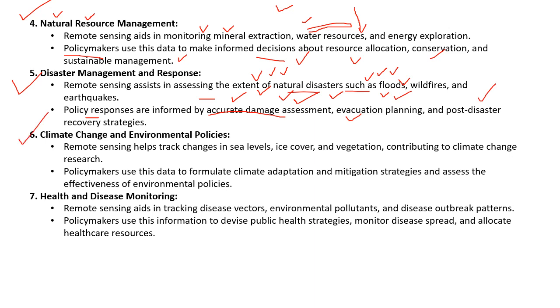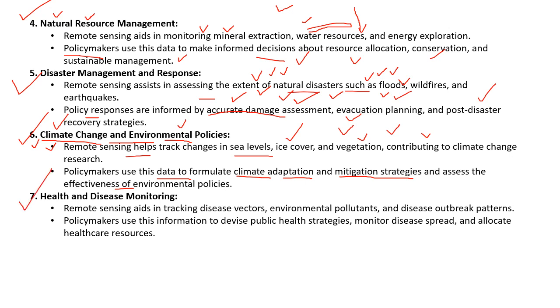Now, this topic is being discussed widely in the news: climate change. The world community, national politicians, and directors are talking about climate change, climate change. So climate change also you can study with the help of remote sensing data, because if there is a change in the sea level, change in the ice cover, and change in the vegetation, you can say why this has changed. Is it because of anthropogenic reasons, or is it natural? So based on that information, policy makers can formulate climate adaptation and mitigation strategies, and they can assess the effectiveness of environmental policies also.